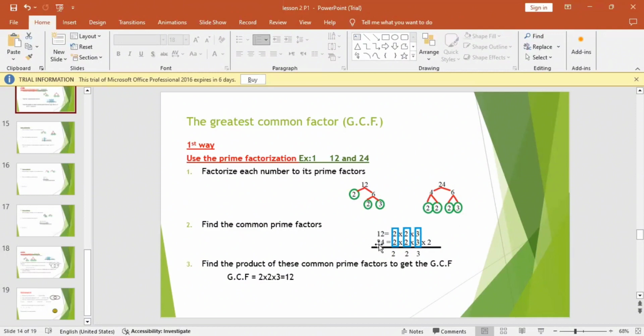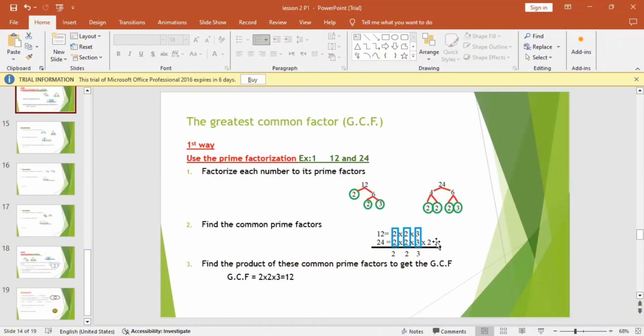Let's write 12 and 24 and write the prime factors of 12. 2 times 2 times 3. 2 times 2, 4. 4 times 3, 12. How can I get 24? 2 times 2 times 2 times 3. 2 times 2, 4. 4 times 3, 12. 12 times 2 equals 24.